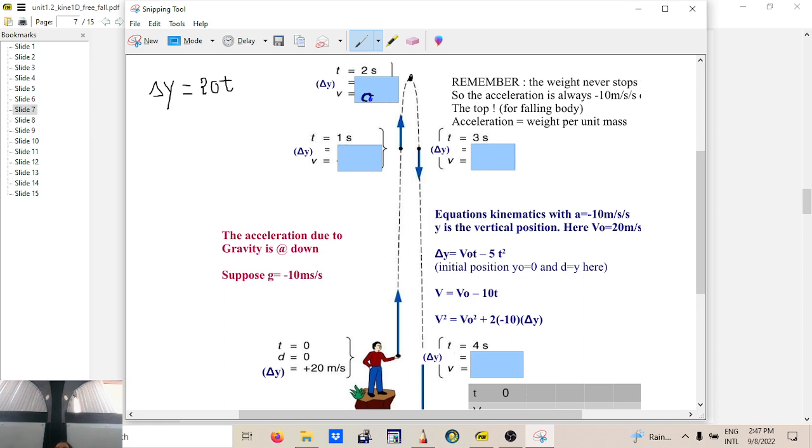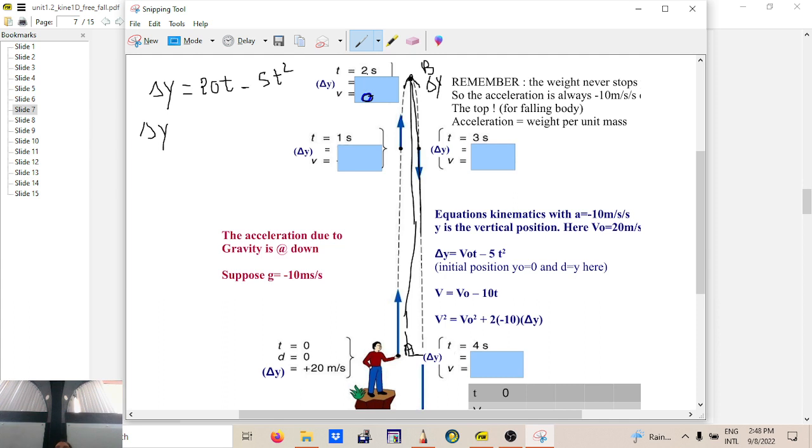So the final velocity is 0. I want to find the displacement between A and B. That displacement here, I don't know if I can draw it properly, is delta y, from the beginning to the end. So delta y equals 20t minus 5t squared.